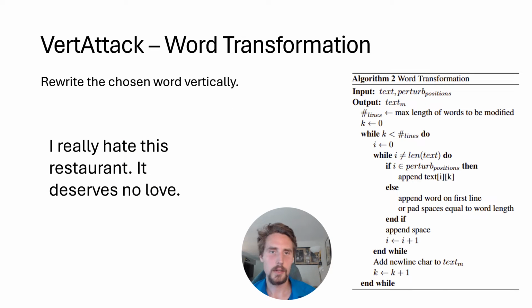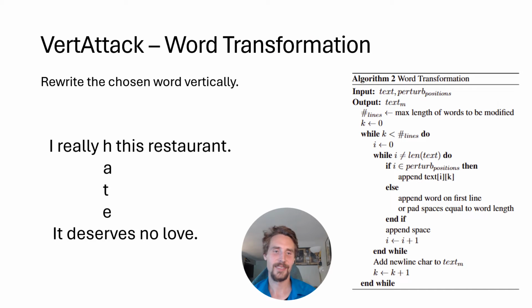Now that we have the word chosen, we go to our next step within the attack, which is transforming that word. And as the name implies, VertAttack, we're rewriting it vertically. We follow this algorithm to rewrite the chosen word vertically within the text. And so in this case, "hate" is rewritten vertically. Again, we can see that we can still read it as humans, but now this would cause the classifier, in its normal pre-processing, not to view this as the word "hate", but probably put the A and T and E maybe together and get some other word from that.